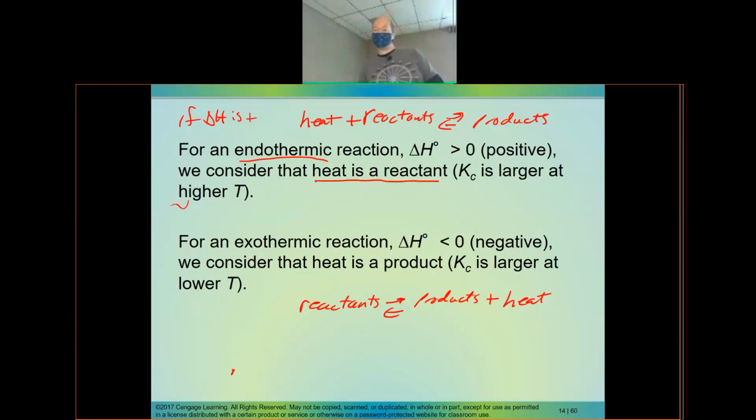If you did the same thing on an exothermic reaction, you increase the heat by increasing the temperature of the reaction. Now you have too much heat, and it's going to go to the left to get rid of some of that heat. All right, so you have to know what effect you're going to have for an endothermic and an exothermic reaction. For endothermic, heat is a reactant. For exothermic, heat is a product.